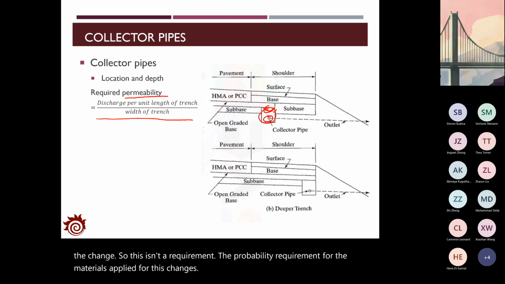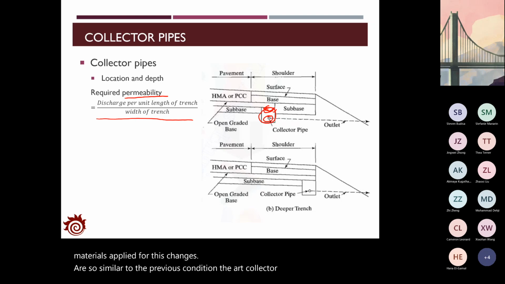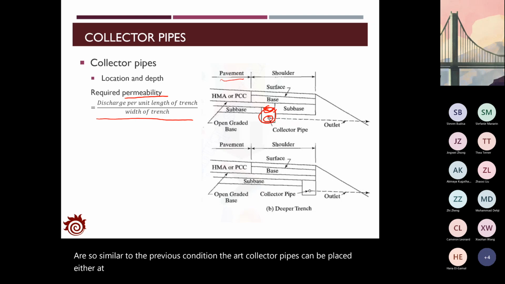Also, similar to the previous condition, the collector pipes can be placed either at the edges of the pavement or at the edges of the shoulder. Either way is fine.